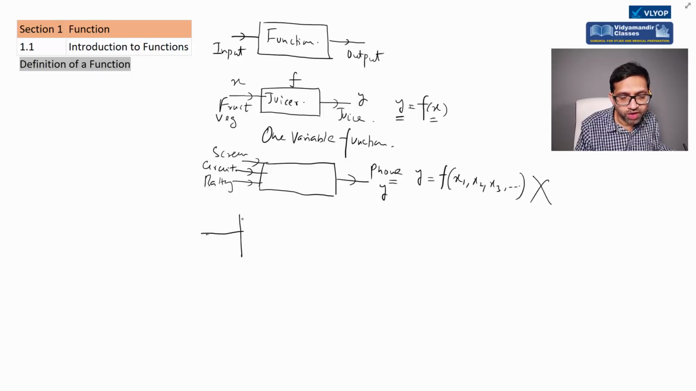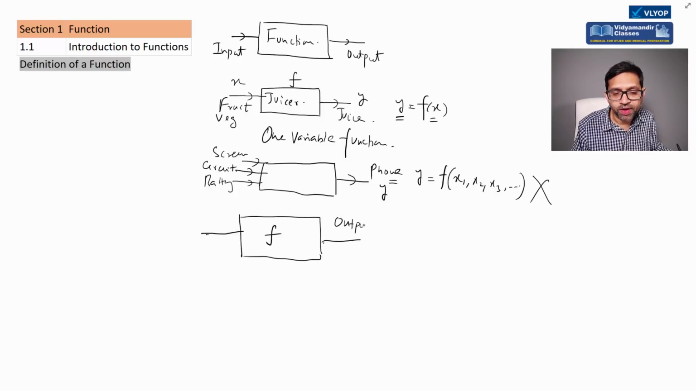This is how we represent a one variable function. There's a box and I write f here, the function, and you can think of it as a machine which produces output, and the output we represent by y, and the input by x. Generally we use x and y to represent input and output, but it can be any variables. So y is a function of x.